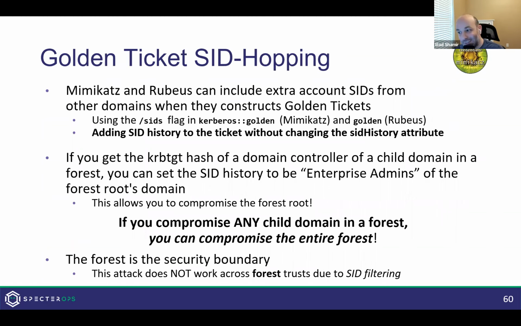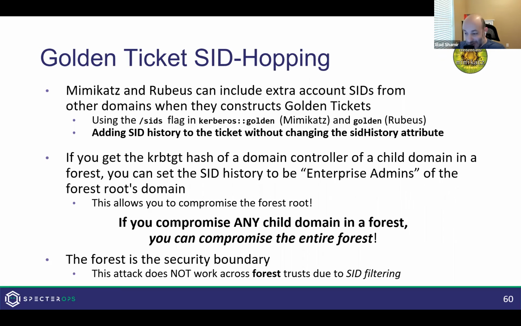Now, let's take that to the next level. As I mentioned, SID history is added to the extra SIDs field of the Kerberos ticket. That's how it works under the hood. So instead of changing a user account SID history attribute, we can do something a bit more sneaky. We can forge a golden ticket and add the SID of the enterprise admins group to the extra SIDs field of the ticket. That would allow us to escalate privileges from DA to EA without making any changes to any AD account. So that's arguably cleaner.